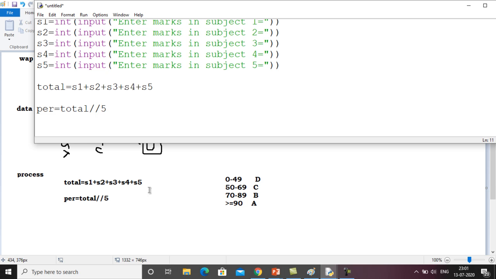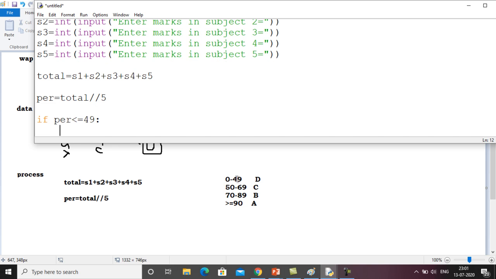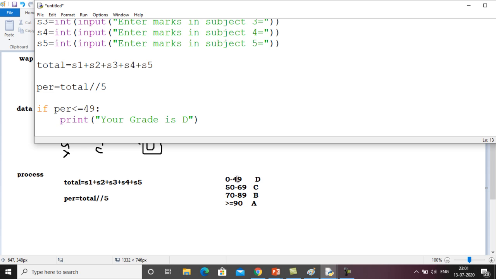Now on the basis of the percentage we have to show the grade to the user. So if the value of percentage is less than equal to 49. If you can see over here, this condition percentage less than equal to 49 covers this entire range, that is 0 to 49. Okay, so in that case we will print the message that your grade is D.